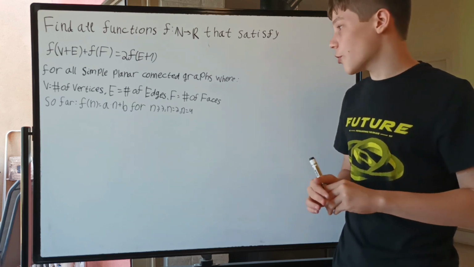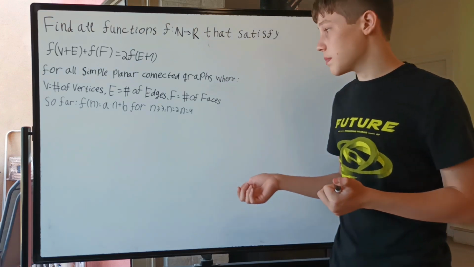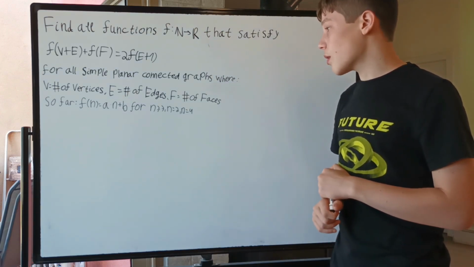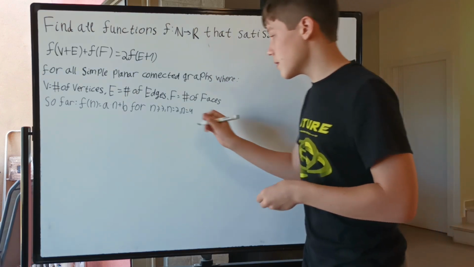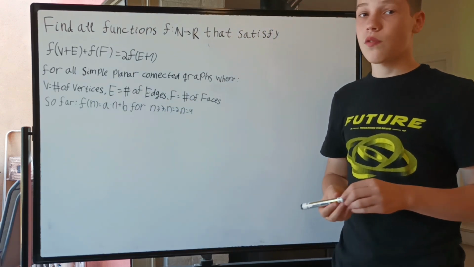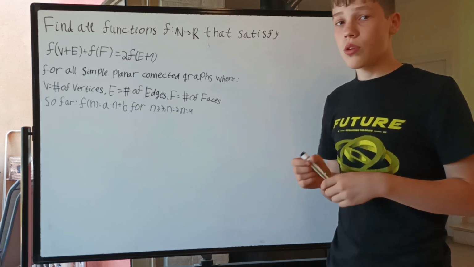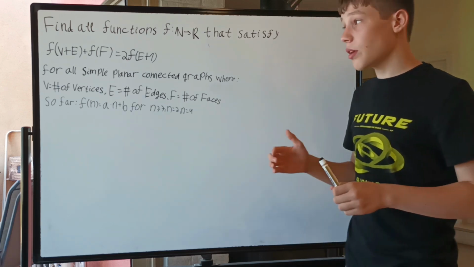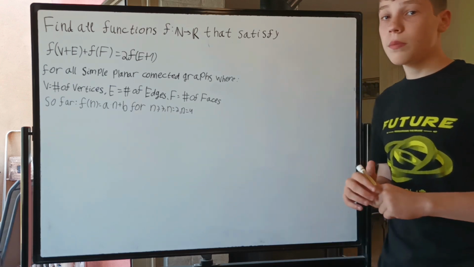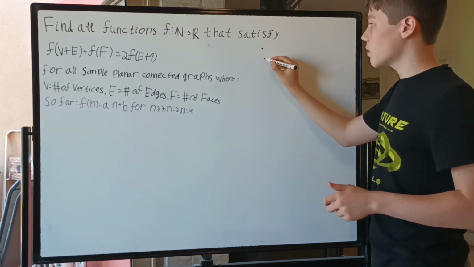Okay, so far we found out that f of n is linear, or a times n plus b, for n that is bigger than or equal to 7, and n is equal to 2 and n is equal to 4. Now we need to take care of 1, 3, 5, and 6. And we're going to do that with another equation. We're going to come up with another graph. So the graph we're going to take is the following one.